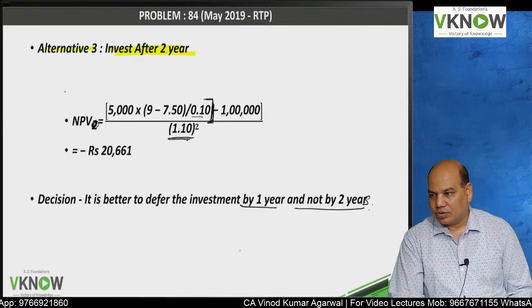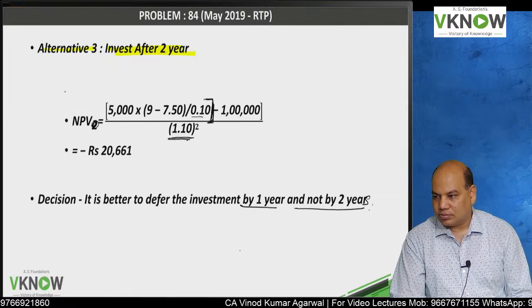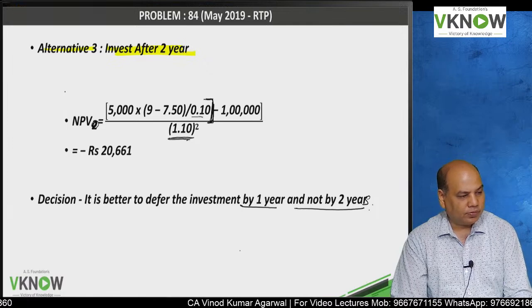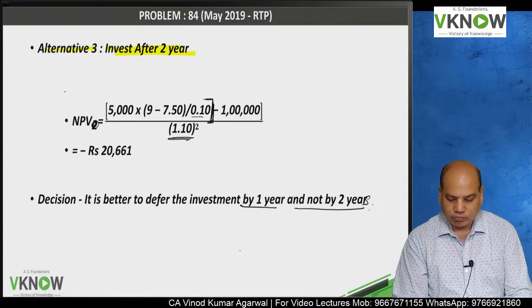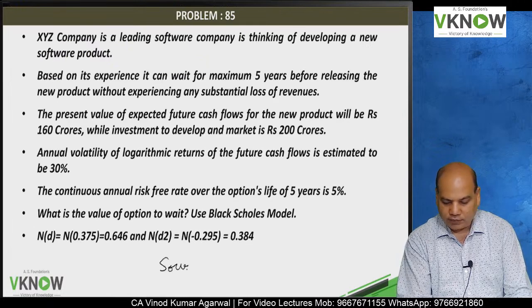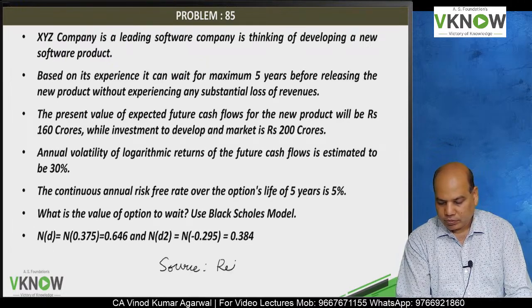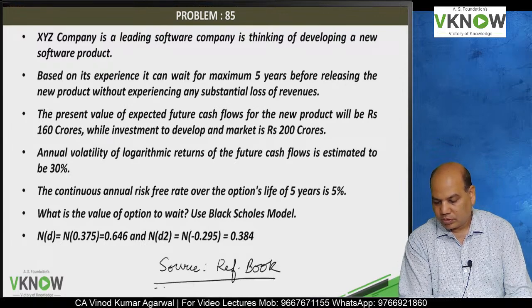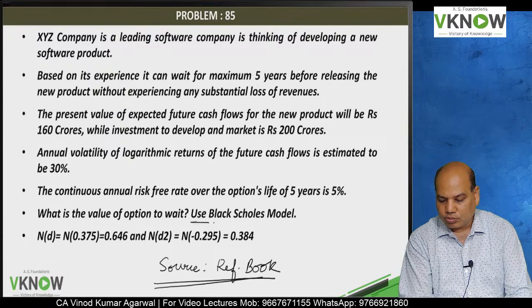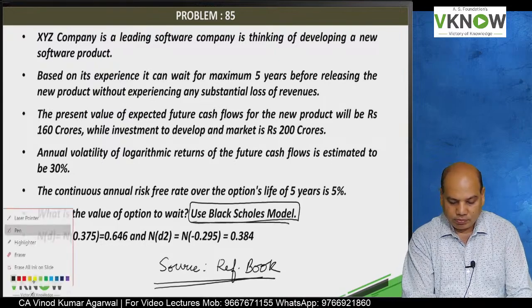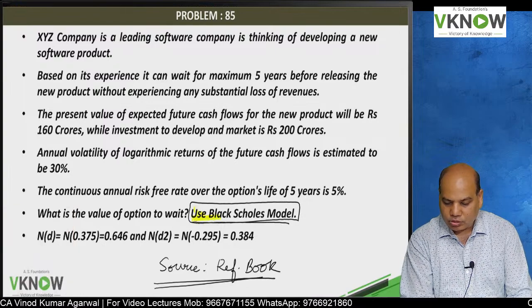Okay. So that was the answer from May 19 RTP in our book, question number 84. Now write down source of question number 85. Source reference book. Now in this problem we are going to merge capital budgeting problem with Black and Scholes model.